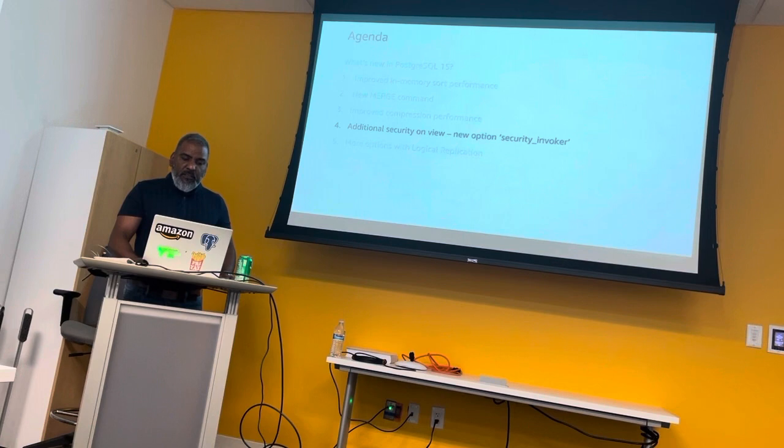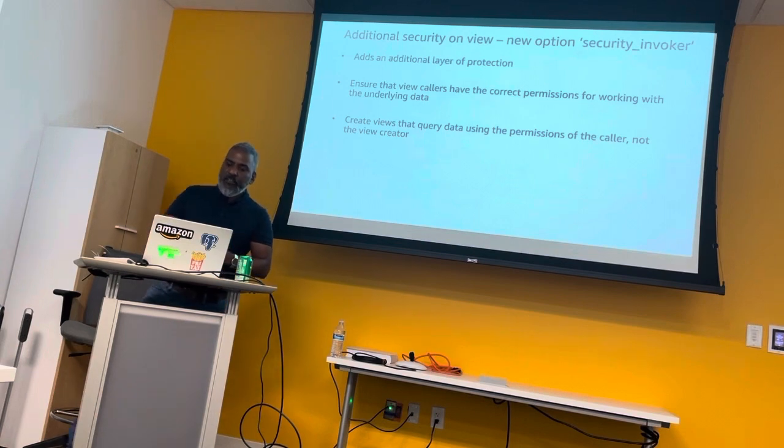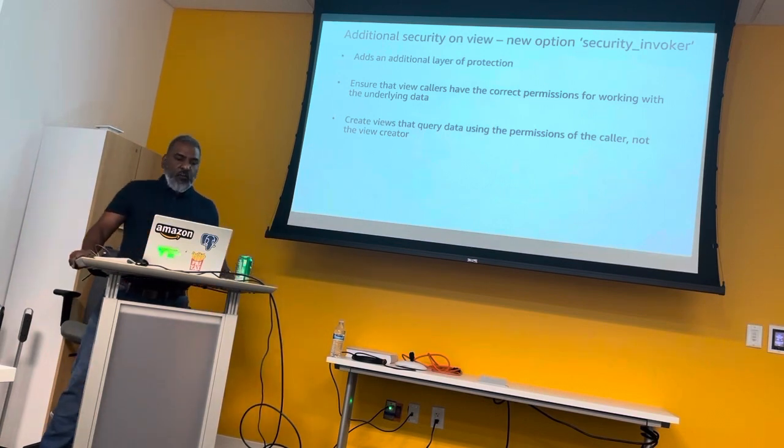And there is an option on the view, you can use the option security_invoker. What it does basically, it adds an additional layer of protection onto views. This new option ensures that view callers, there are two things, the person who calls the view and the one who owns the underlying data, so we need to understand this. It ensures that view callers have the correct permissions for working with the underlying data. Underlying data means the underlying table. And it runs the view query using the permissions of the caller instead of the person who created the view.